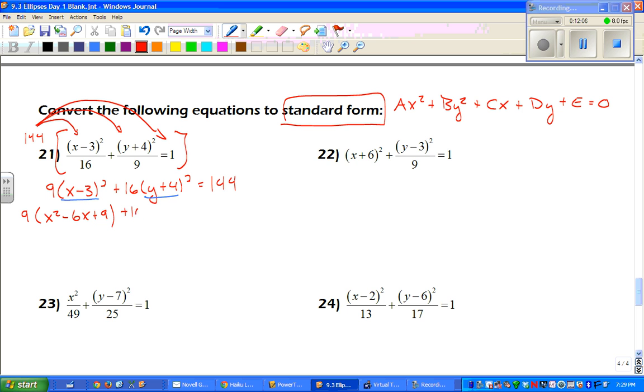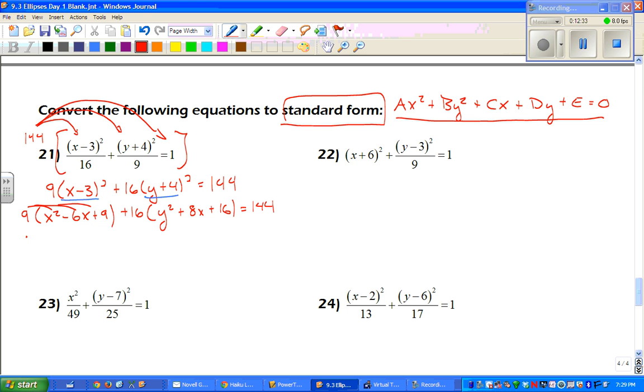The plus 16 is on the outside. When you do the multiplication for y plus 4 squared, you get y squared plus 8y plus 16 equals 144. Okay. Standard form up here does not have any parentheses, so we need to get rid of the parentheses in this problem as well. So let's distribute the 9.